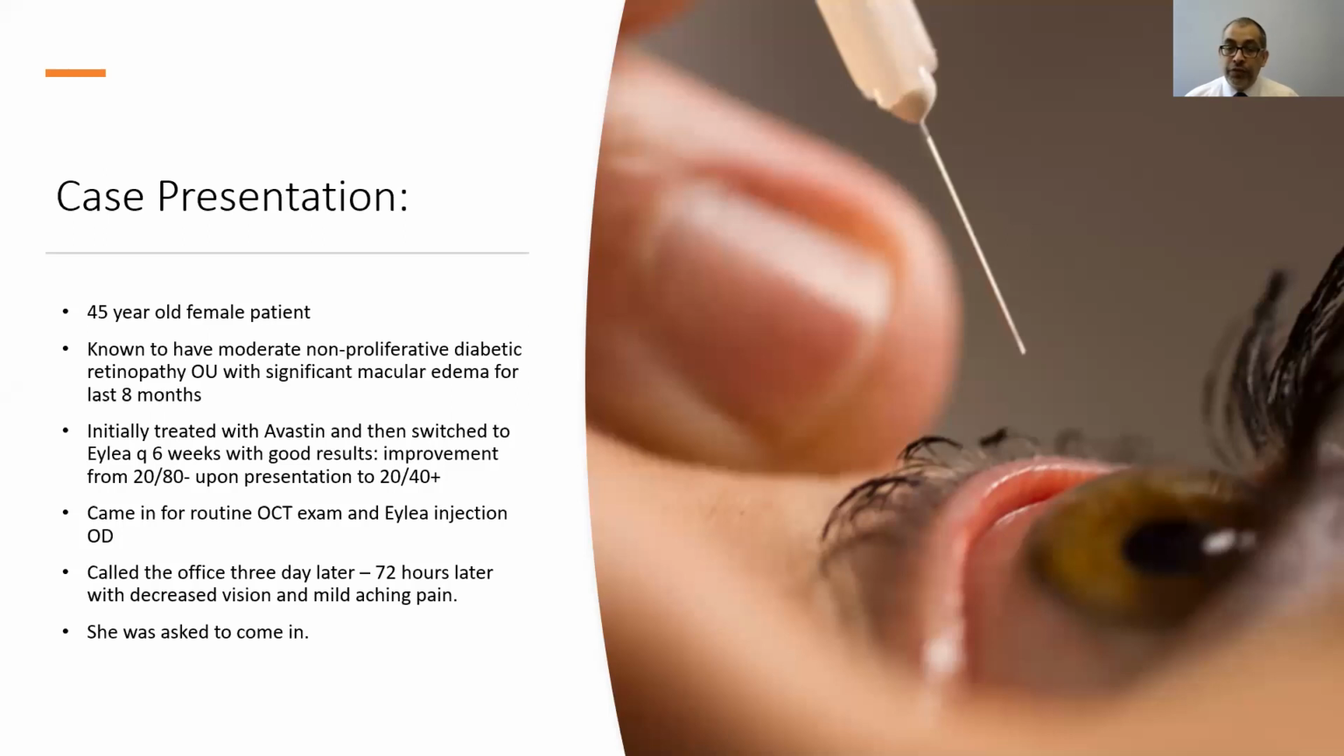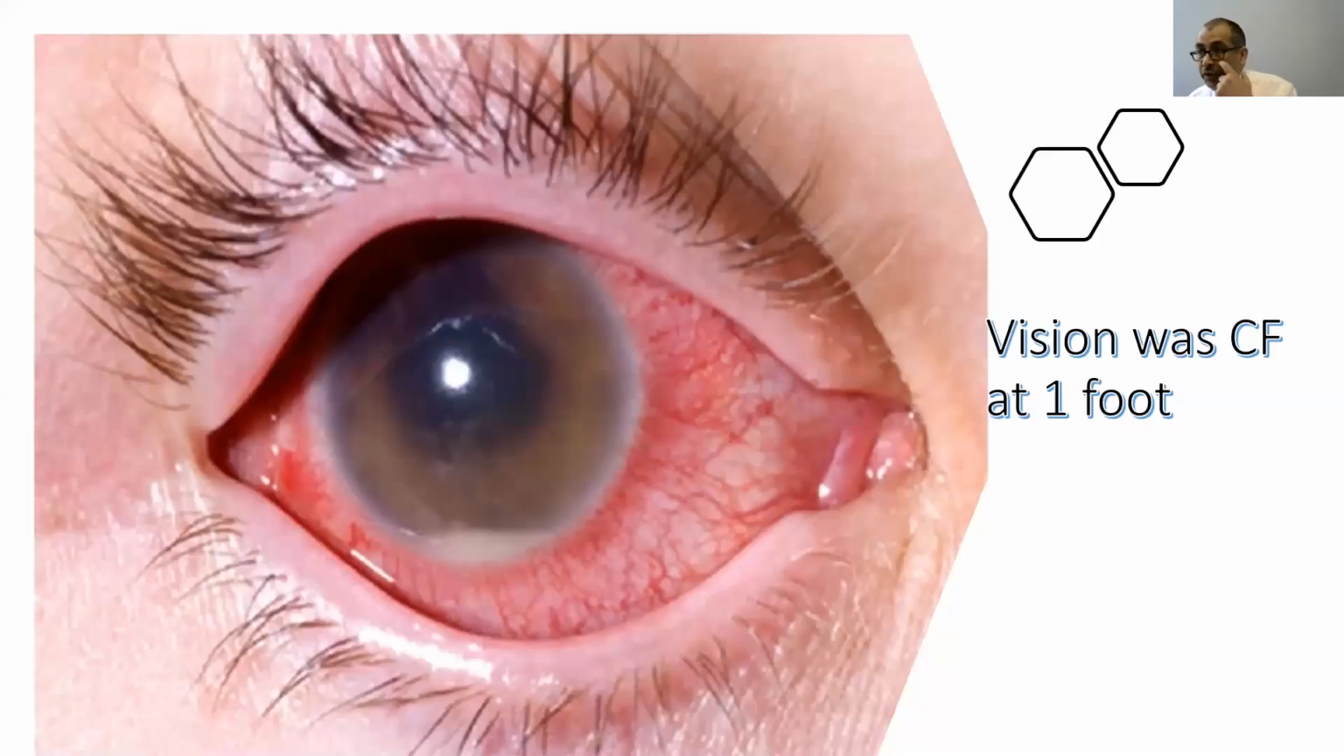But she called our office 3 days later, and she said she has a dramatic decrease in her vision, and she's been complaining of this mild aching pain since the morning. So we immediately told her to come in. And this was her presentation, which came into the office. Her visual acuity had dropped down from 20/40 to about counting fingers in 1 foot. And she has this red, angry eye.